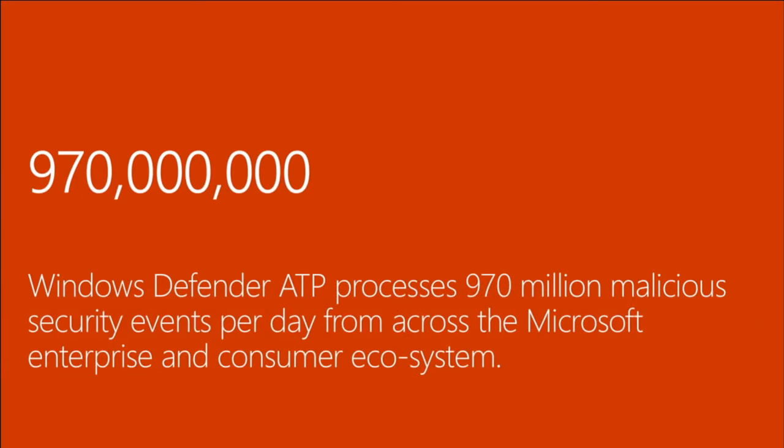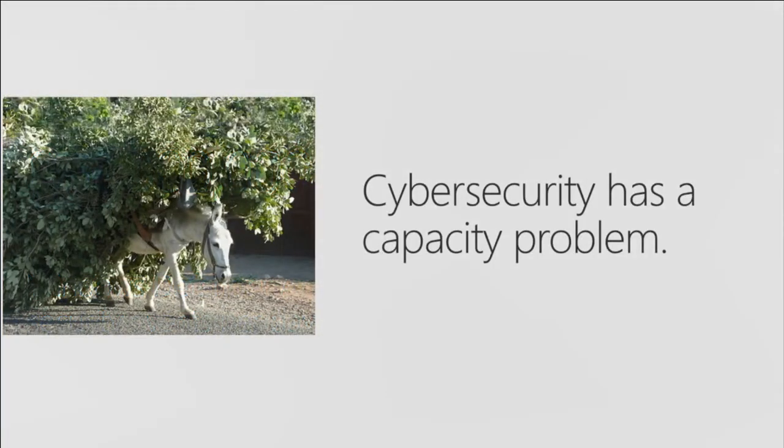Okay, so we talked a little bit about visibility and detection here, and I think this number is striking. Windows Defender ATP now processes over 970 million malicious security events per day from across the entire Microsoft enterprise and consumer ecosystem. To me, that's a staggering number, and it shows the magnitude of the threats and attacks out there. It also says that visibility just isn't enough anymore. It's only half the battle. And so we like to say that cybersecurity has a capacity problem.